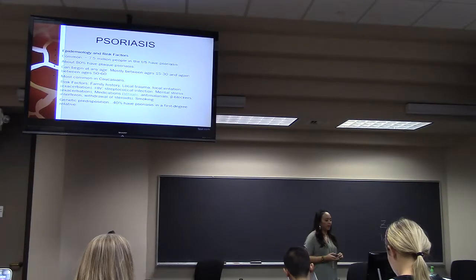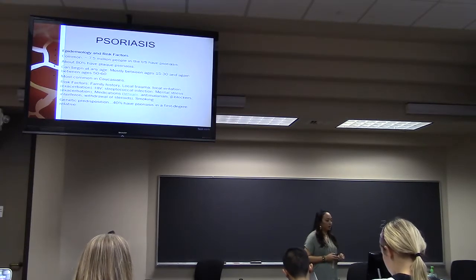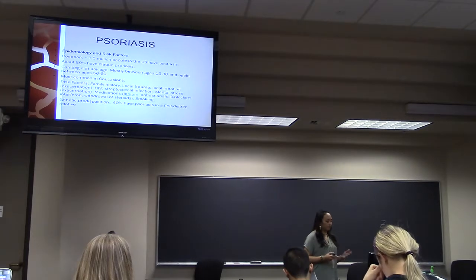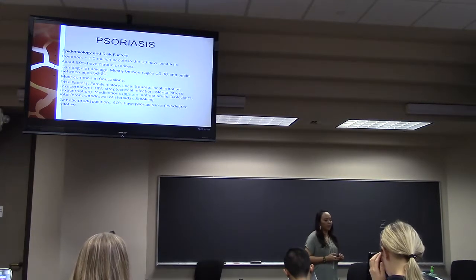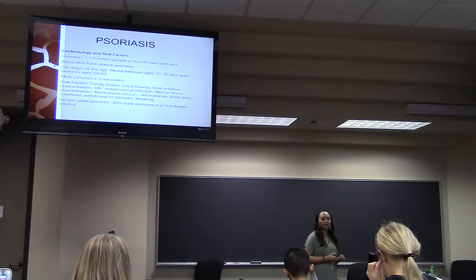And risk factors, again, like I said, family history is a big one. If you've had any trauma, irritation, infections, strep is a big one, mental stress, and medications. And so this is the big genetic predisposition. So 40% chance of having psoriasis if you have a first-degree relative that has it as well.